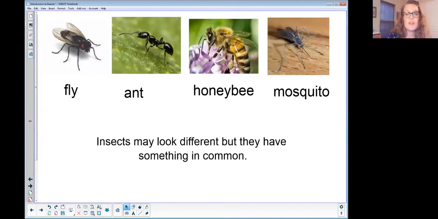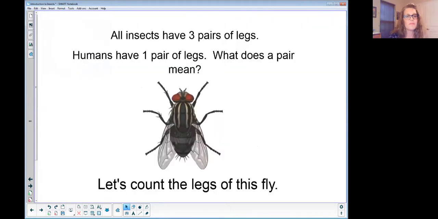This is a picture of a fly, just a common housefly. This is an ant, honeybee, and a mosquito. All of these insects look different, but they have something in common. Do you know what that is? All insects have 3 pairs of legs.